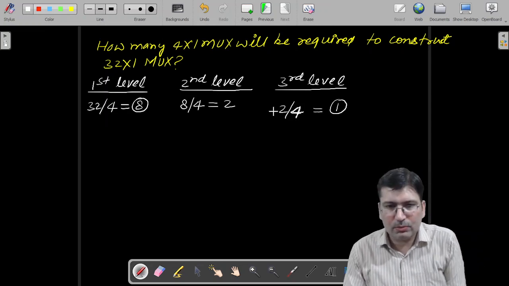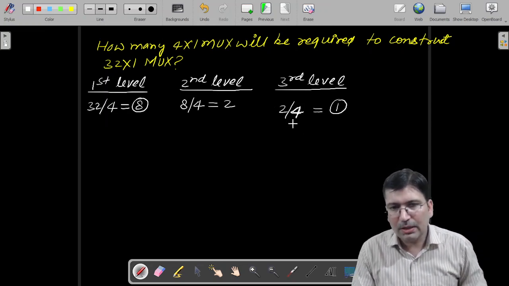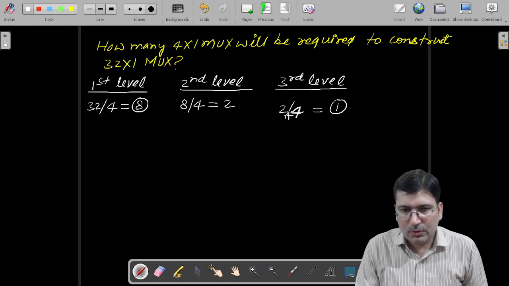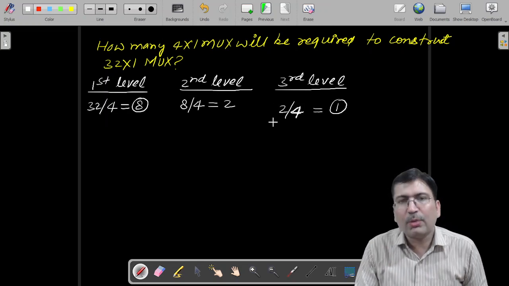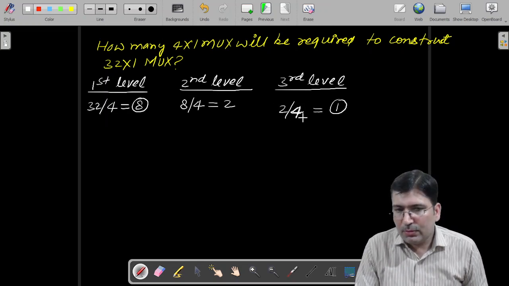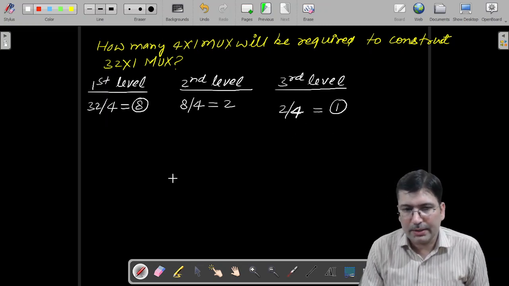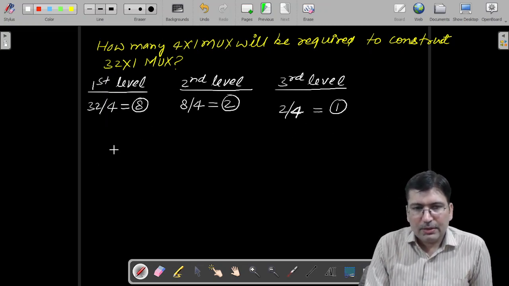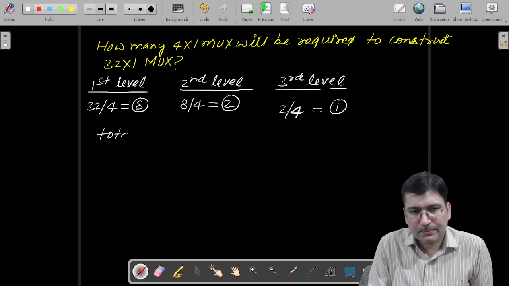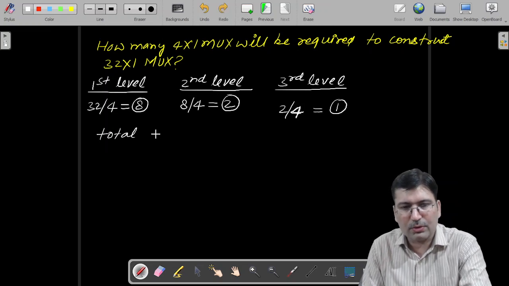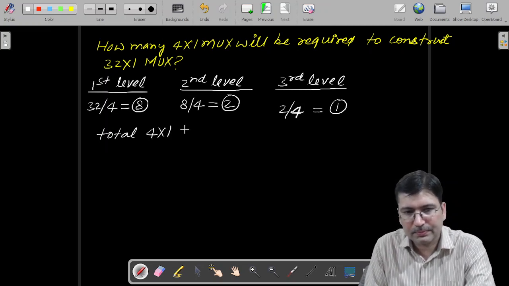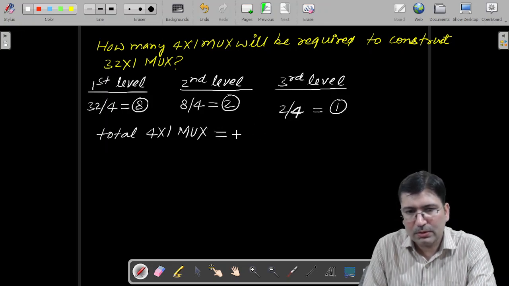Do not consider 2 divided by 4 is giving less than 1, because we want to handle these 2 input lines and we don't have any other choice. We have only 4x1 MUX, so 1 MUX will be required here, right? So total 4x1 MUX will be 8 plus 2 plus 1, so it is 11.